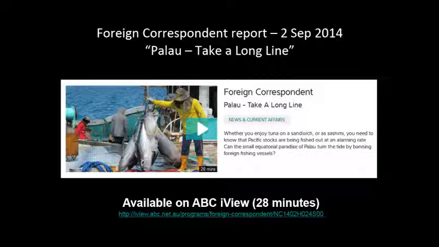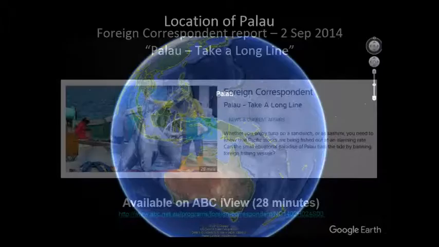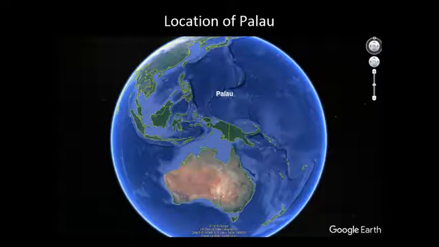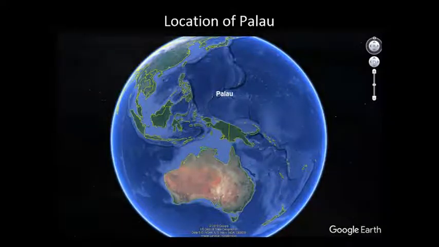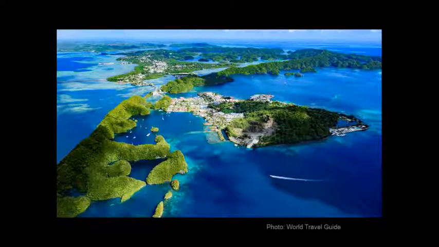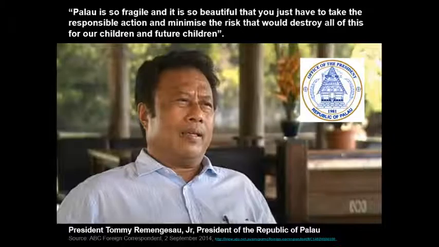This is a real problem. It comes from a great documentary on Foreign Correspondent, more than a couple of years ago, in 2014. Palau, a beautiful nation east of the Philippines, and you've probably seen pictures of it. It just looks amazing. This was the then president of Palau. I think he's still the president at the moment. I saw a quote recently from him, a great quote: Palau is so fragile and so beautiful. You just have to take responsible action to minimize the risk that would destroy all of this for our children and future children.